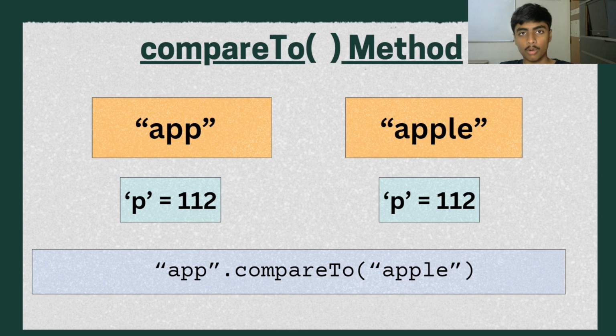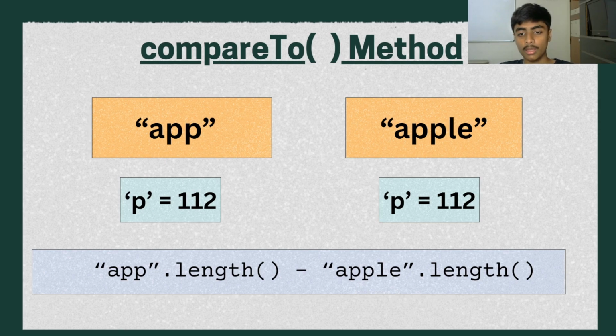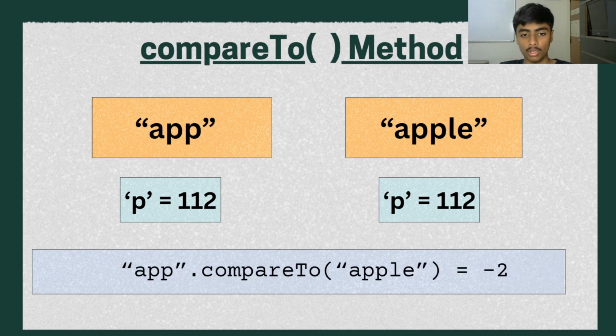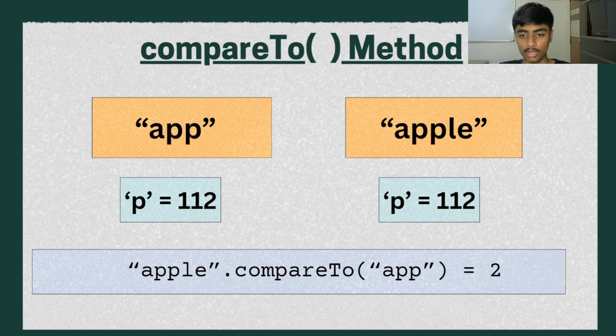When this is the case, what the compareTo method does is that it finds the difference in the length of the two strings. It's going to say app.length minus apple.length. The string app has a length of 3. It has 3 characters. The string apple has a length of 5. It has 5 characters. 3 minus 5 is -2. So this statement app.compareTo apple is going to return -2. Again, the order is extremely important. If I change this to apple.compareTo app, now it's going to return +2 because 5 minus 3 is 2.